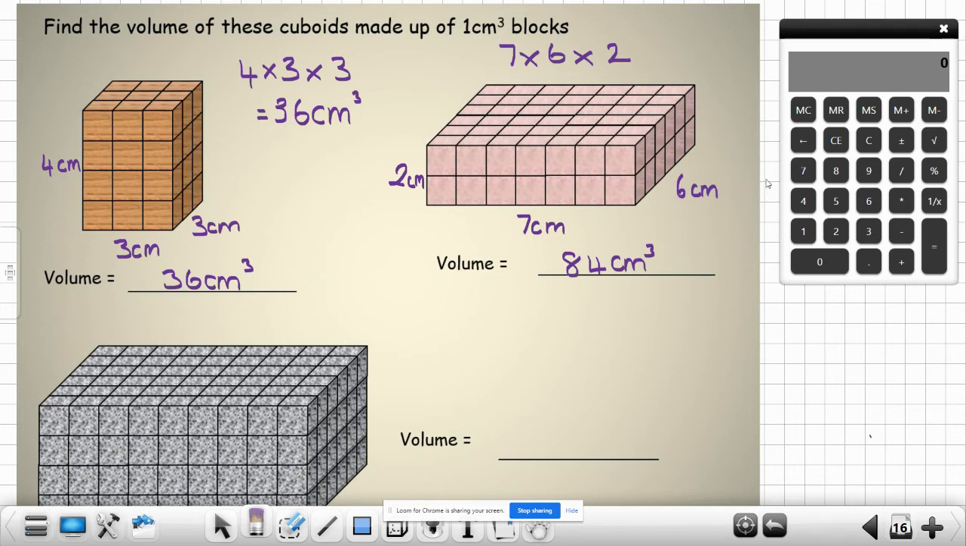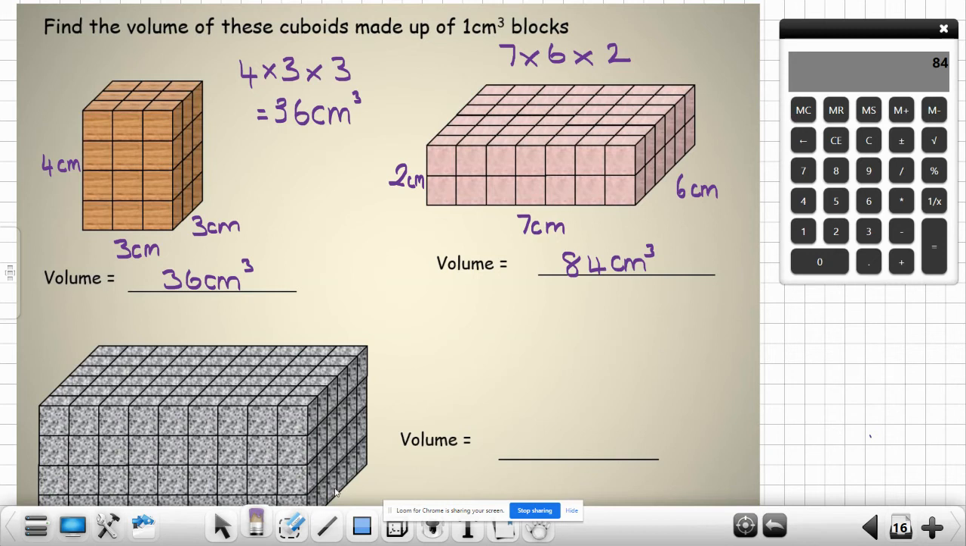Just to be sure, 7 times 6 times 2 equals 84. Or I could do 6 times 7 times 2 equals 84. Or I could do 2 times 7 times 6 equals 84. All of them will work.